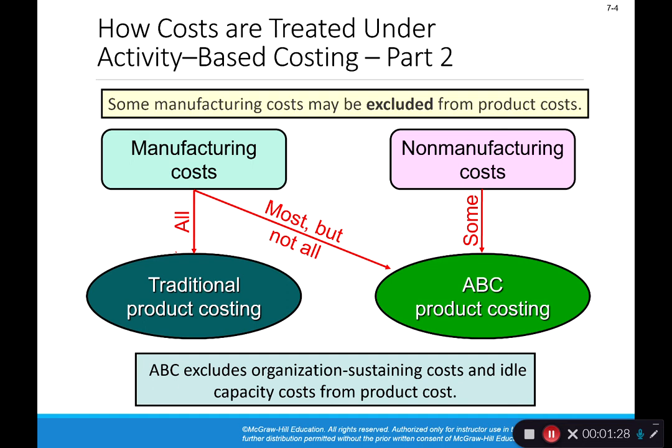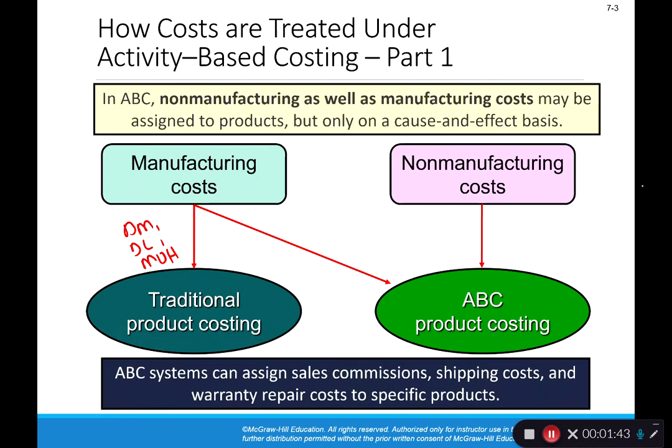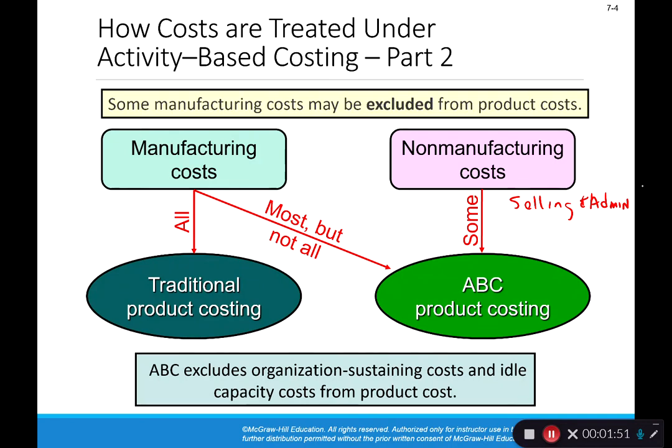And then in addition, some of the non-manufacturing costs, that's the selling and admin costs, are also traced to products under ABC, which is not allowed under traditional costing. So again, traditional costing allocates all the DM, DL, and MOH costs to the product, whereas ABC allocates most of those, but not all, and then also allocates some of the non-manufacturing costs. Why is that the case? Well, basically ABC is going to apply any costs that can be directly traced to the product in some way. So some non-manufacturing costs like shipping costs for the products would get allocated under ABC costing, because the goal of ABC costing is to allocate all costs associated with making and selling the product to the customer.